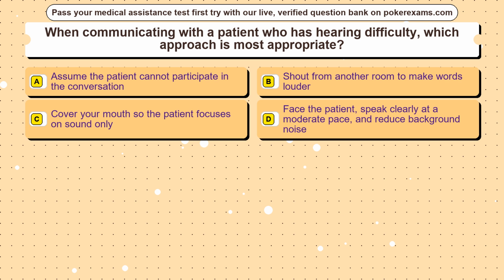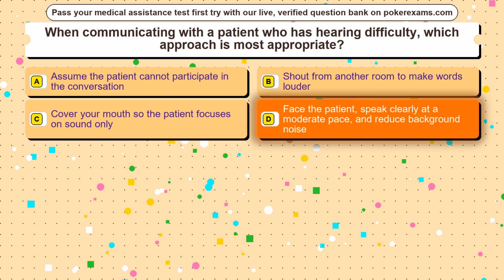Question 66. When communicating with a patient who has hearing difficulty, which approach is most appropriate? Option A. Assume the patient cannot participate in the conversation. Option B. Shout from another room to make words louder. Option C. Cover your mouth so the patient focuses on sound only. Option D. Face the patient, speak clearly at a moderate pace, and reduce background noise.